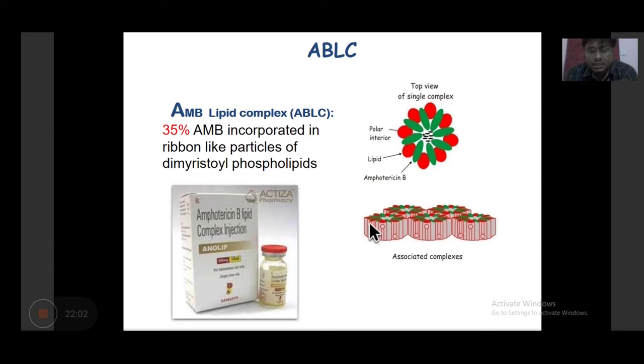So this is the first one, ABLC. It has 35% of amphotericin B incorporated in ribbon-like particles of dimyristoyl phospholipids. So here in this ABLC, the lipid complex we use is dimyristoyl phospholipids. There is no need to remember it, but if it remains with you, it's okay. Just remember the name ABLC is available. Here you can see the photograph of ABLC in the inset.